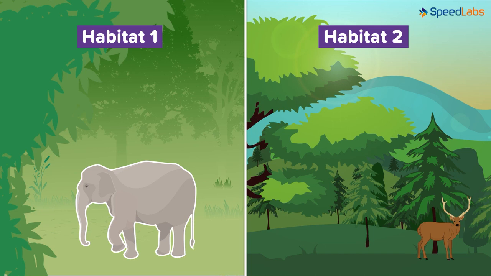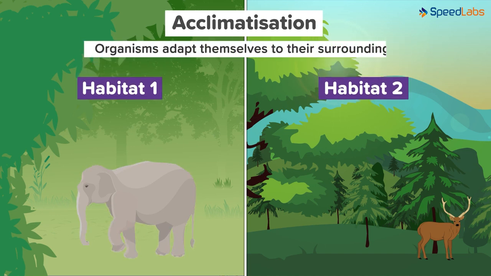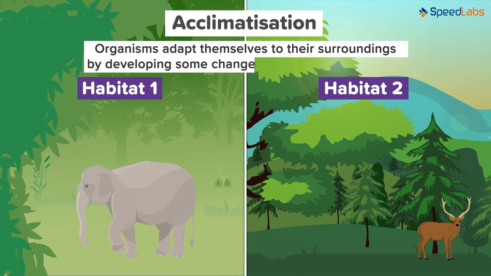This process of changing or modifying gradually to the changing habitat is scientifically termed as acclimatization. It is a process by which different organisms adapt themselves to their surroundings by developing some changes in their body structures. Now that we've glanced at the concept of adaptation, next, let's dive deeper and understand it better.